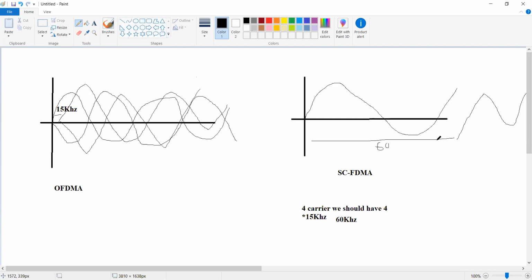Why are we doing this? To avoid the high peak to average power ratio. So what is peak to average ratio? In OFDMA there are many subcarriers, and these subcarriers require some power to transmit. Each subcarrier carries a different power level.